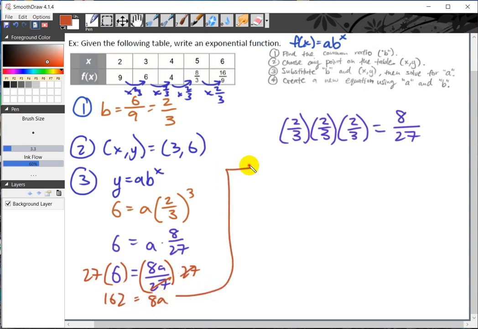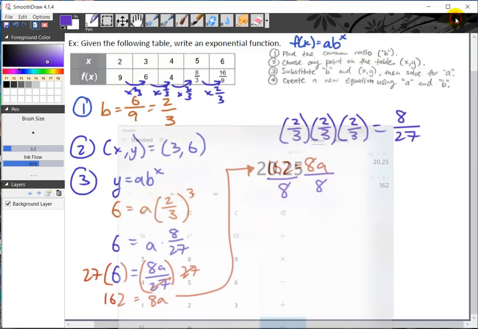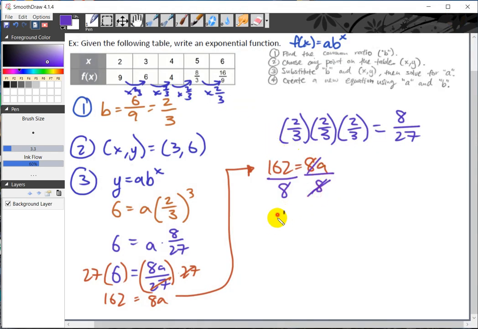I'm running out of room, so I'm just going to put this up here. 162 equals 8 times a. In order to solve for a, we need to divide by 8. So I'm going to take 162 and divide that by 8. That's going to be 20.25. So a is 20.25.